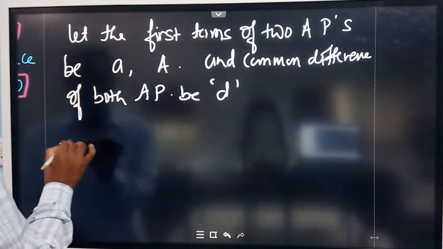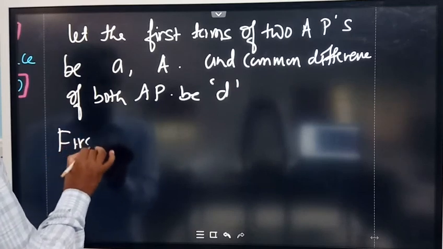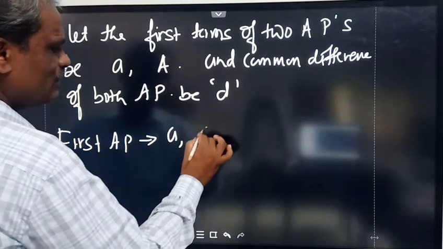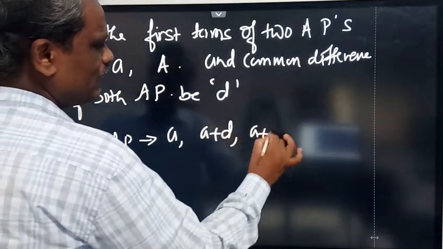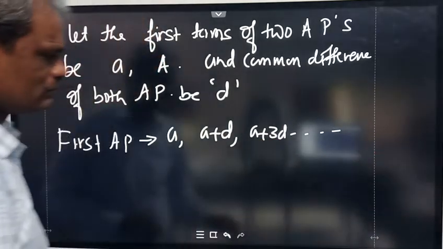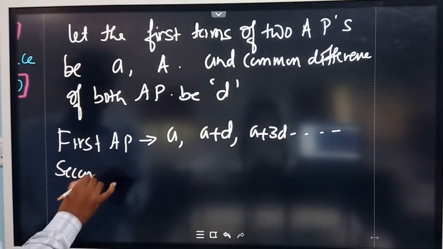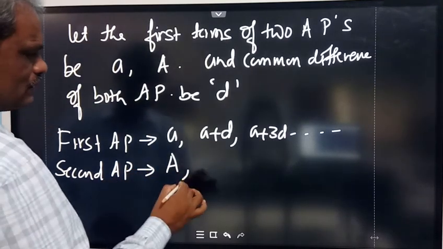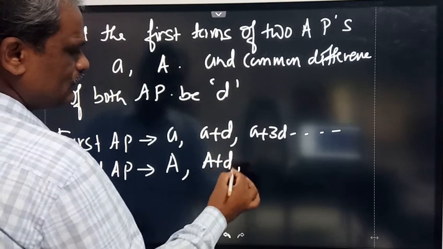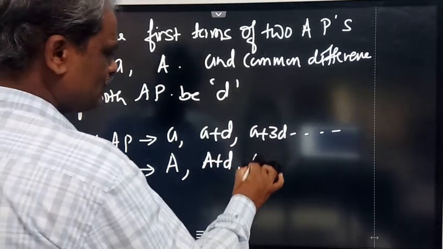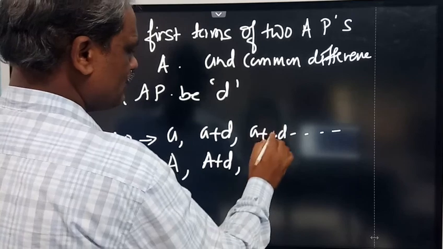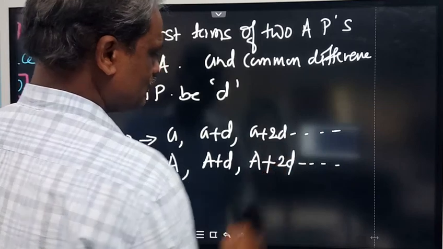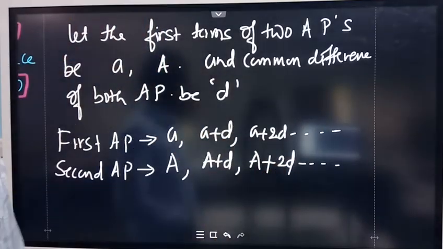Now you know that the first AP will be like this: first term is a, second term will be a plus d, third term will be a plus 2d, like that it goes. And the second AP will be like this: first term will be capital A, then second term will be A plus d, and the third term A plus 2d, like that it goes.